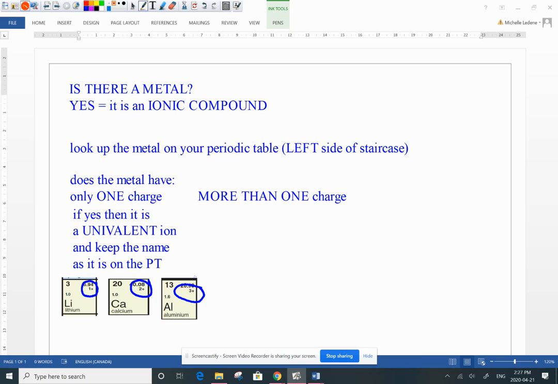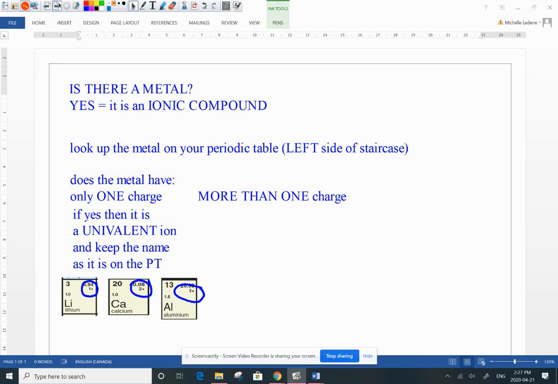He is univalent. So how would I write his name? If I was given a compound and I knew there was an Al ion in it, I just write it aluminum. If it's calcium, just calcium. You just keep the name the same as it is on the periodic table.